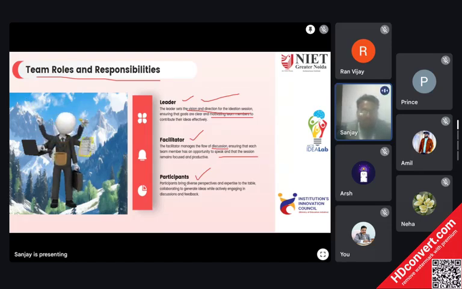The participants bring diverse perspectives and expertise to the table, collaborating and generating ideas while actively engaging in the discussion and feedback. And they can give their valuable suggestions without any judgment or without any fear. So these are the team roles during problem solving and ideation.